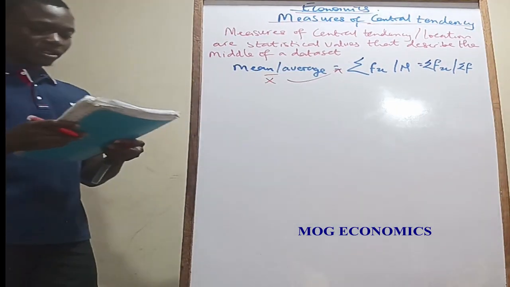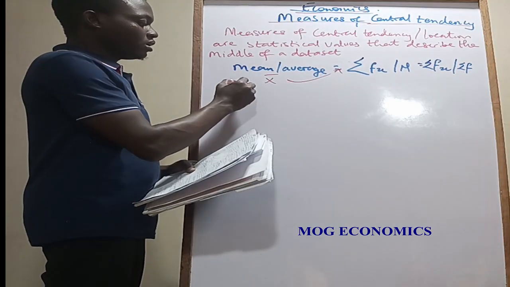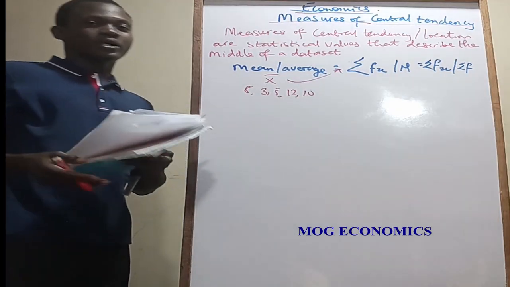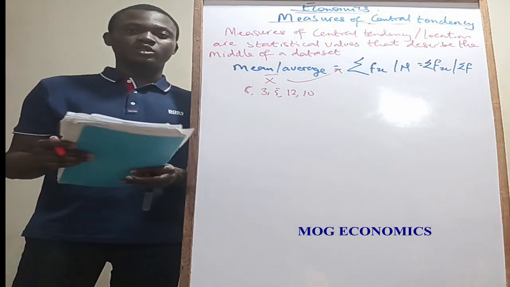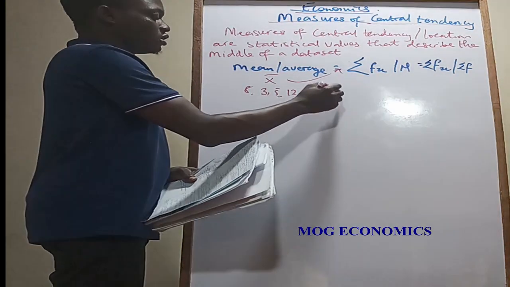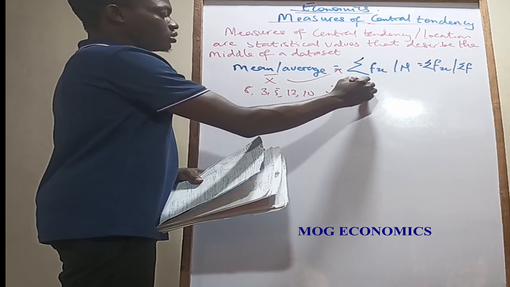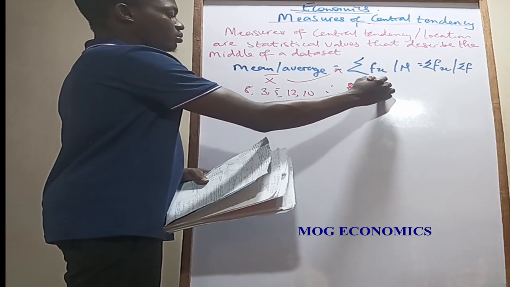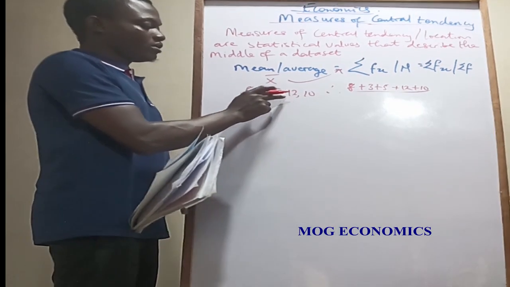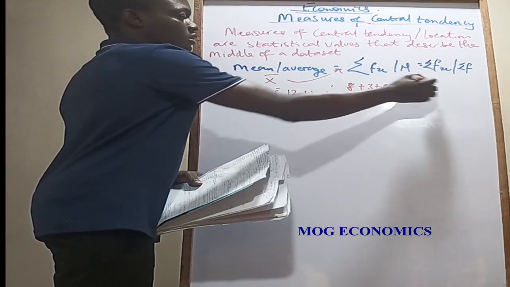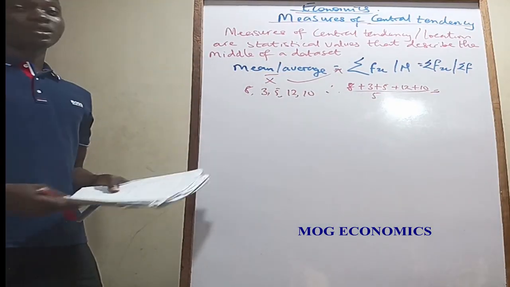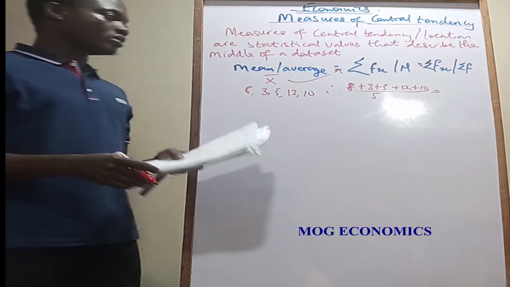So let's look at it. We have a set of numbers 8, 3, 5, 12, and 10, and then you are asked to find the mean. As far as the mean is concerned, you don't have to rearrange the values, so just go straight to the point. So you have 8 plus 3 plus 5 plus 12 plus 10. How many numbers do we have in total? 1, 2, 3, 4, 5. Everything divided by 5. When you add them up, 8 plus 3 is 11, plus 5 is 16, 16 plus 12 is 28, 28 plus 10 is 38. 38 divided by 5 is going to give us 7.6.